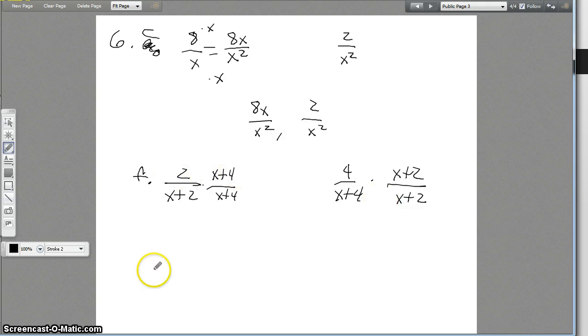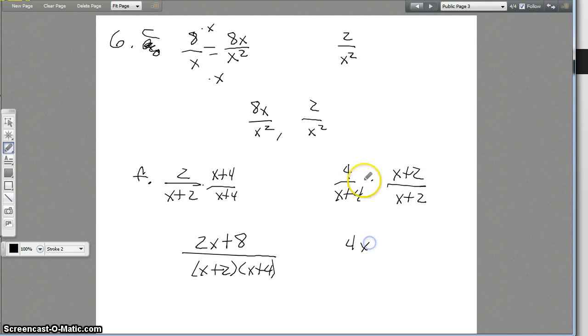So when I multiply in my first fraction, 2 times x plus 4 is 2x plus 8, because 2 times x is 2x and 2 times 4 is 8. And in the denominator, I'm just going to write x plus 2 times x plus 4 and leave it in factored form. For my other fraction, I'm going to multiply out 4 times x is 4x, 4 times 2 is 8, and then that is over x plus 4 times x plus 2. So now we have a common denominator, and this is my pair of fractions.